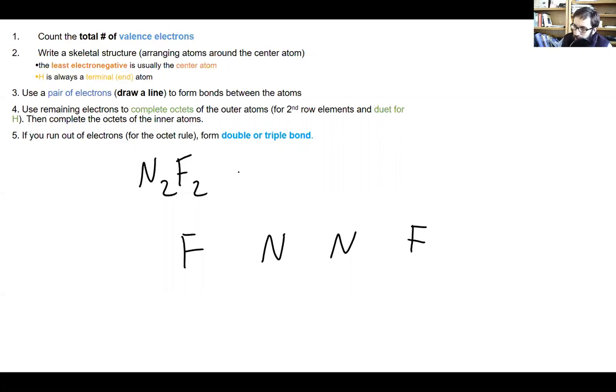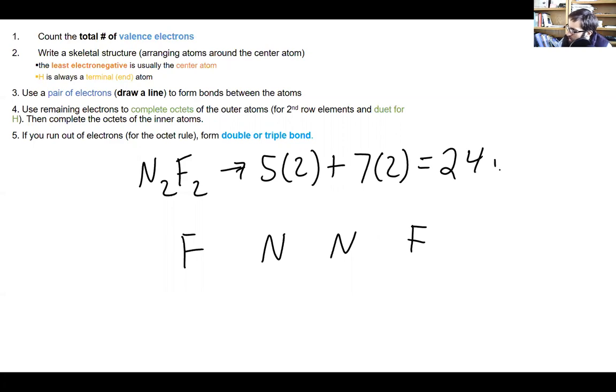By the way, we forgot to calculate the valence electrons. We could do that first. So nitrogen is 3 away from the noble gases, has 5 valence electrons. So it's 2 nitrogens, and there's 2 fluorines. Fluorine is a halogen, 7 valence electrons. So that's a total of 10 plus 14. That's 24 valence electrons. Okay.